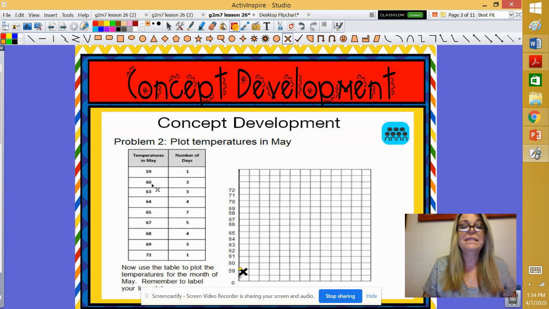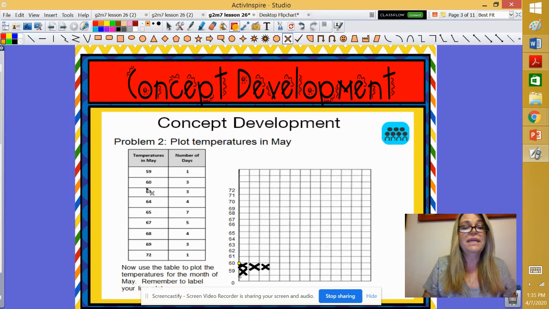How many days had 60 degrees? 3. So how many X's are we going to put with 60? 3. Good job. 1, 2, 3. See if I can get that first one to go. There we go. All right, how many did we have for 61? Look at our chart. Did we have any 61 degree days? No. Do we have any 62 degree days? We sure don't. Good job.